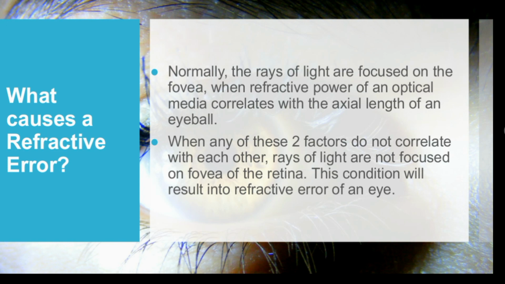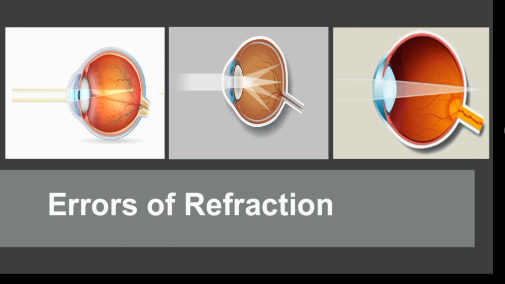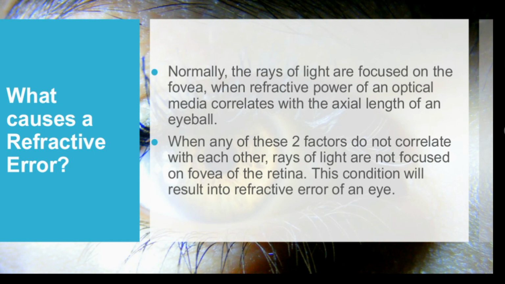There are two terminologies. So before moving to the errors of refraction, we should know what is the condition which causes this, right? Ametropia is also known as refractive error. Now what happens in a normal condition is that rays of light are focused exactly on the fovea when the refractive power of the optical media correlates with the axial length of the eyeball.